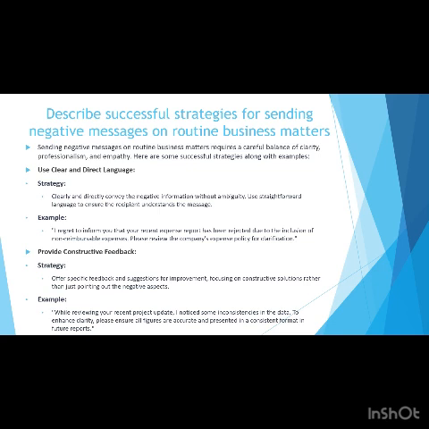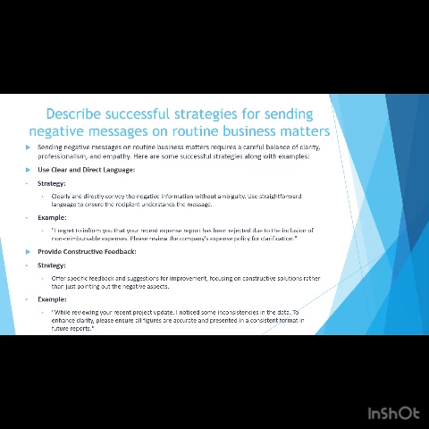So the first being use clear and direct language. So clearly and directly convey the negative message without any ambiguity. So you're using straightforward language which ensures the recipient understands the message. So for example, I regret to inform you that your recent expense report has been rejected due to the inclusion of non-reimbursable expenses. Please review the company's expense policy for clarification. So here, the statement gets straight to the point, leaving no room for misinterpretation, while also guiding the recipient to the relevant policy for further understanding.